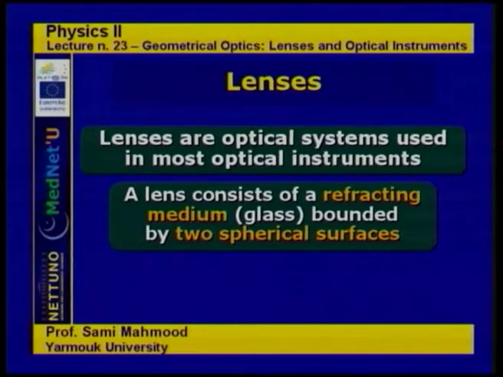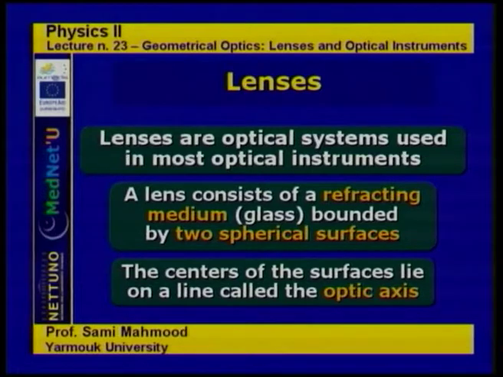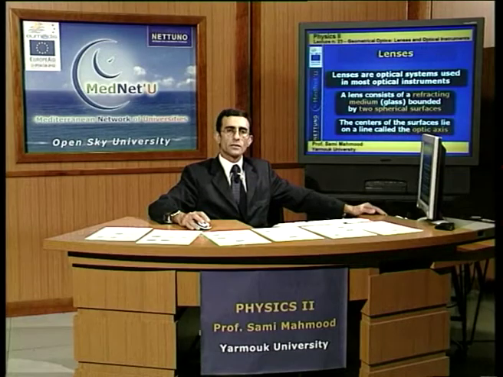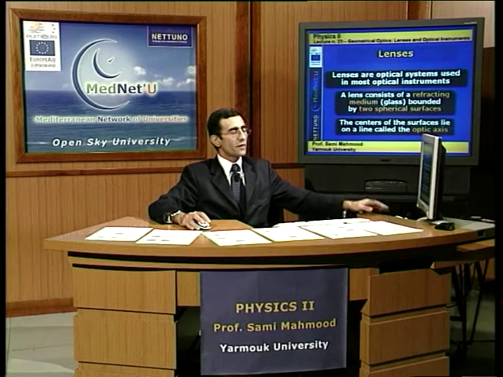And a lens is defined as a refracting medium, like glass, for example, that is bound by two spherical surfaces. That is a lens, two spherical refracting surfaces. The centers of these two surfaces lie on the same line, which is called the optic axis of the lens. So that's the definition of the lens.